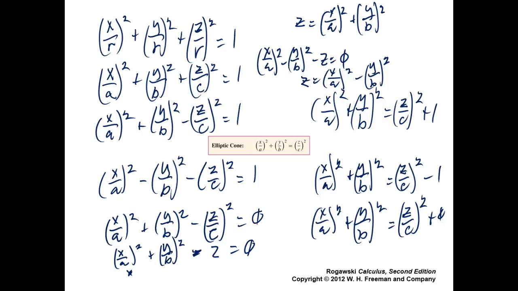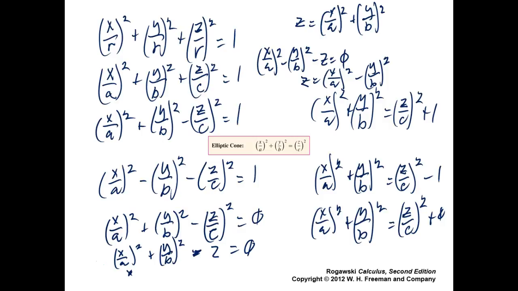Whereas here, when z was a constant, you had ellipses. Here, when z is a constant, what do you have? Hyperbolas. So that's why it's called a hyperbolic paraboloid. Elliptic paraboloid, hyperbolic paraboloid.